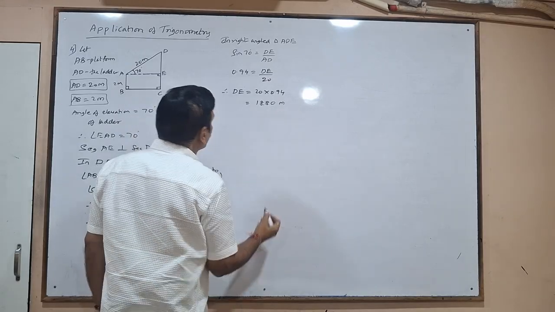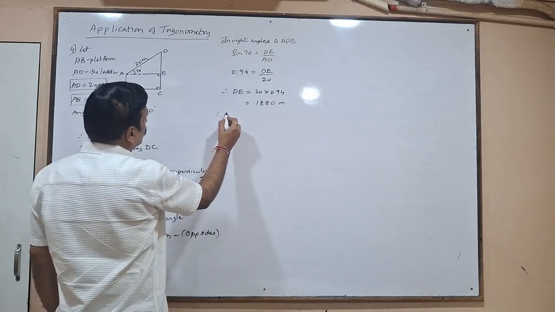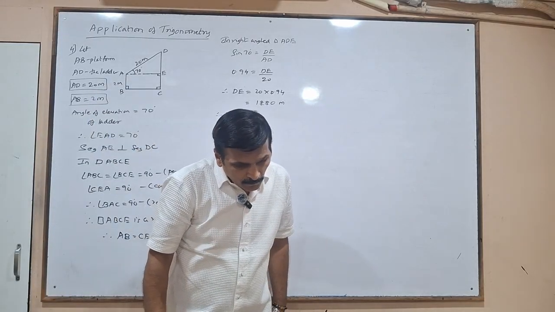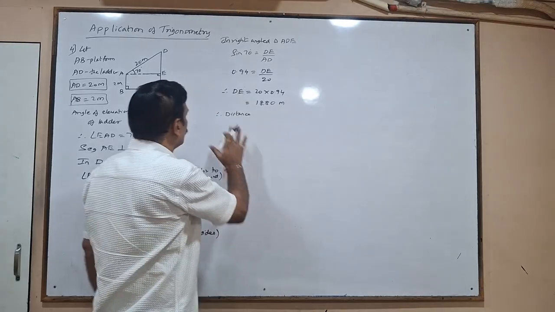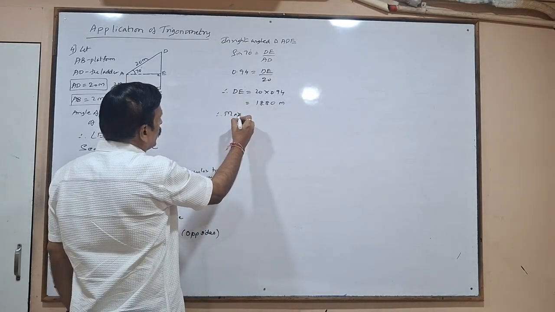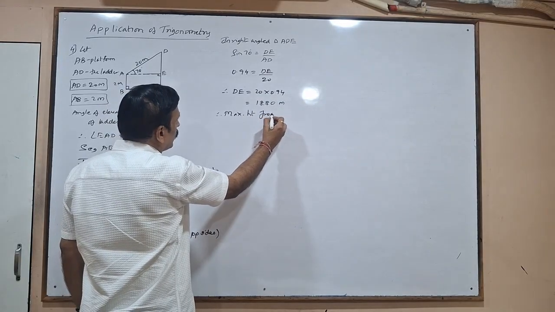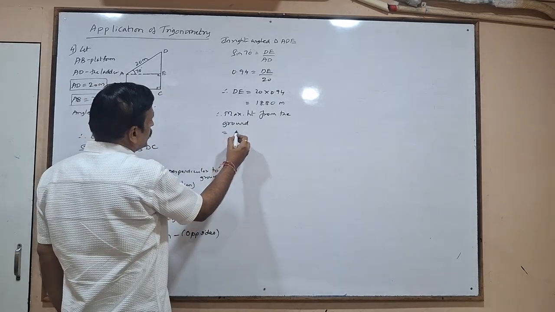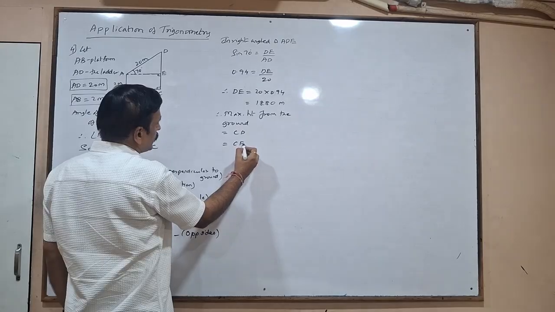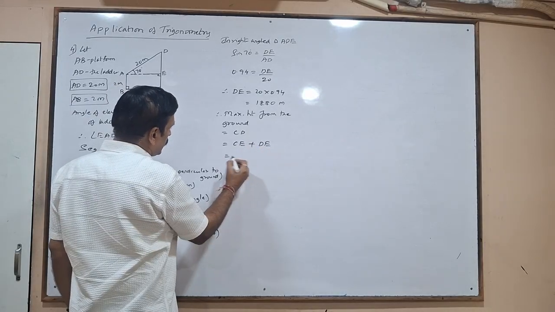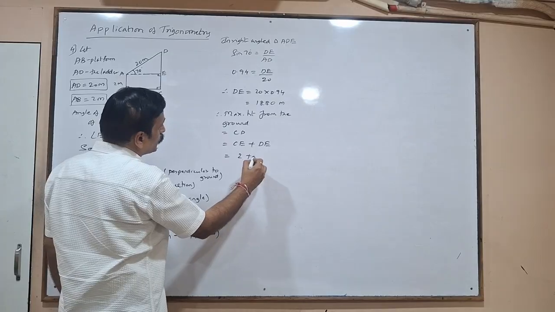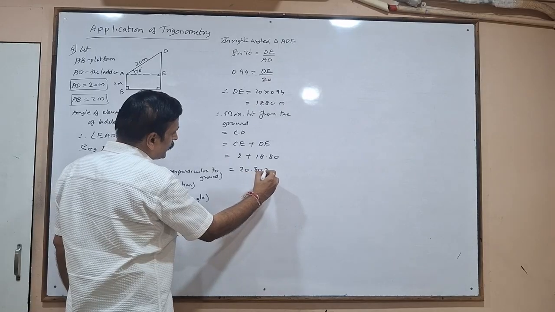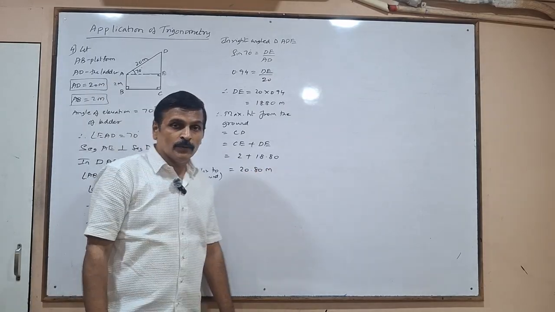8.80 point. Therefore, maximum height from the ground will be CD, which is CE plus DE, which is 2 plus 18.80, which is 20.80 meter.